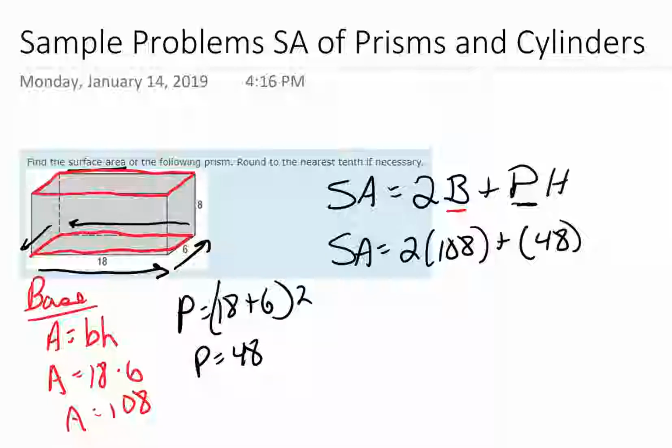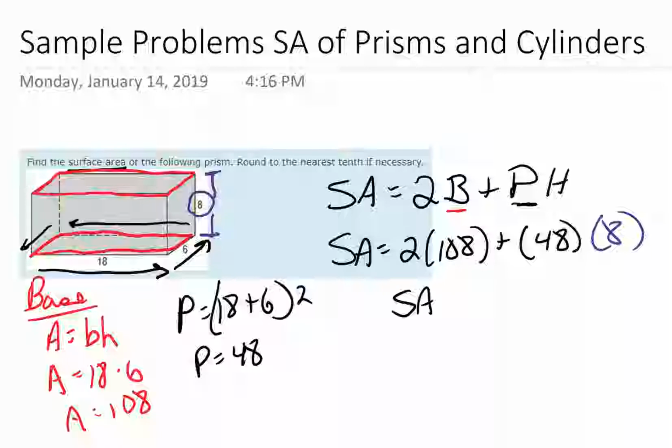So I would go ahead and substitute that in for the perimeter of the base. Our next piece is the height. Remember that the height is your distance from base to base. So our distance from base to base on this prism is 8. So we would substitute in the 8 there. The rest of this is simple calculations.